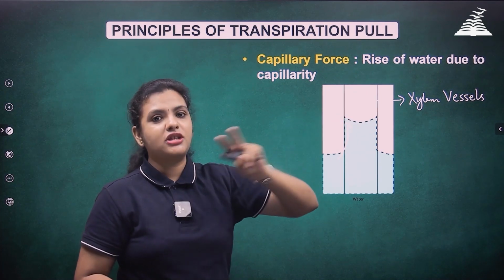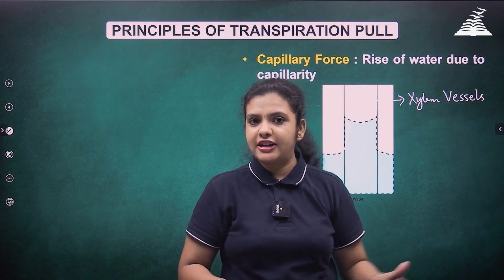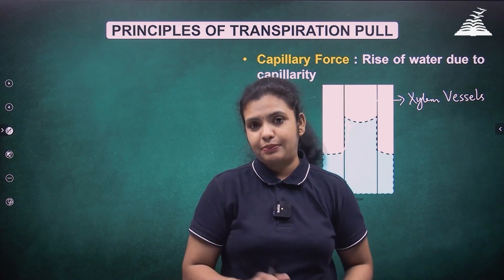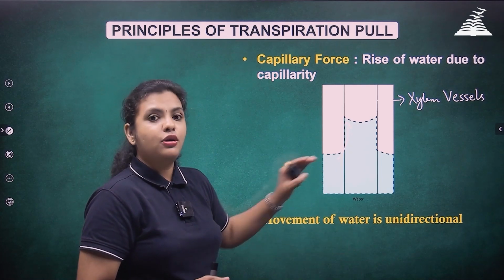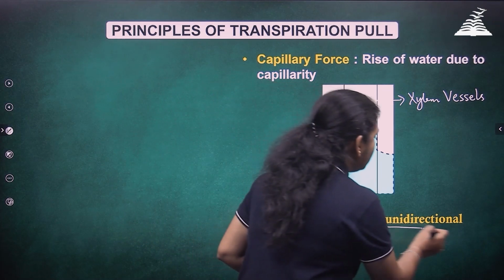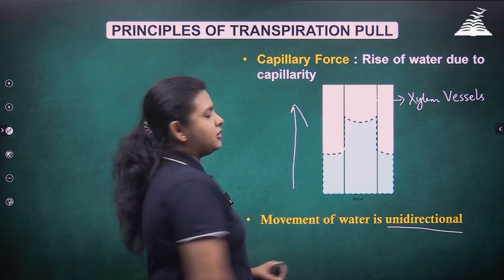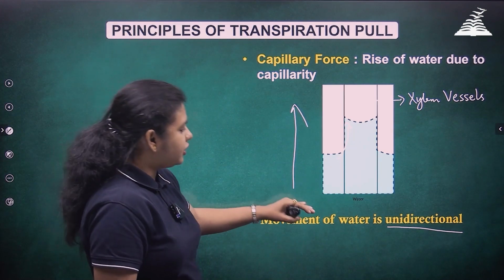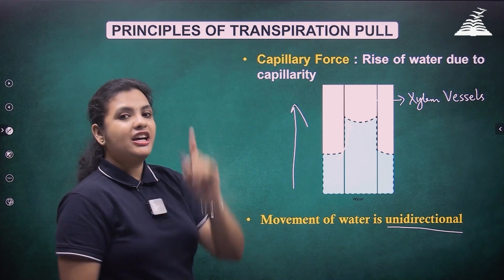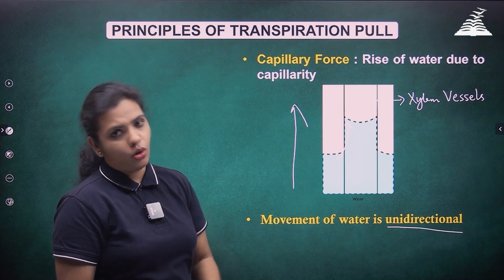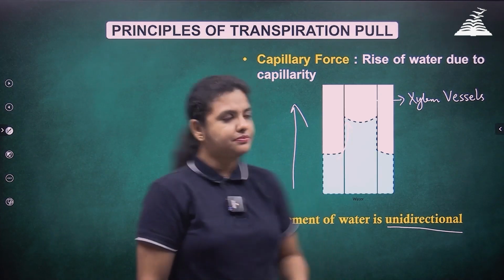So the two most important phenomena of transpiration are cohesive force and adhesive force, and then the capillary force, right? So when you talk about movement of water, it is unidirectional. That means it is always in one direction. Water is always transported from the root to the tip of the plant or tree, in just one direction only. This is about transport of water, right?